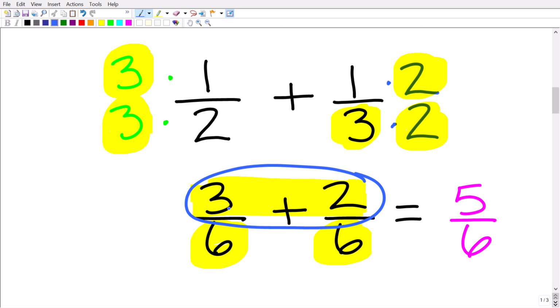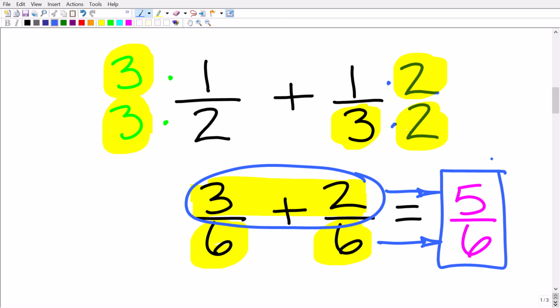So 3 and 2, so 3 plus 2 is 5. This is our numerator, and then our lowest common denominator will be our denominator. So the correct answer is 5 over 6. All right, now hopefully your child understands this, and if they don't, no big deal. Just go back and do a quick review on basic fractions. This will really help them out.